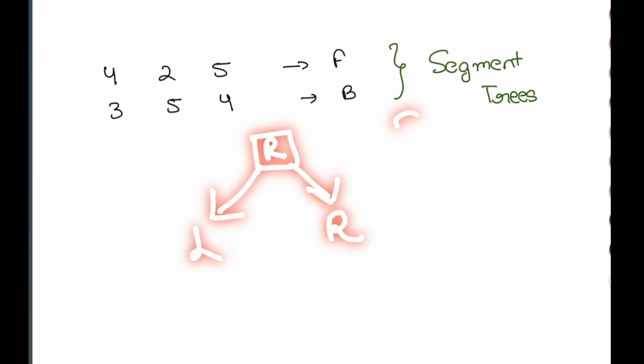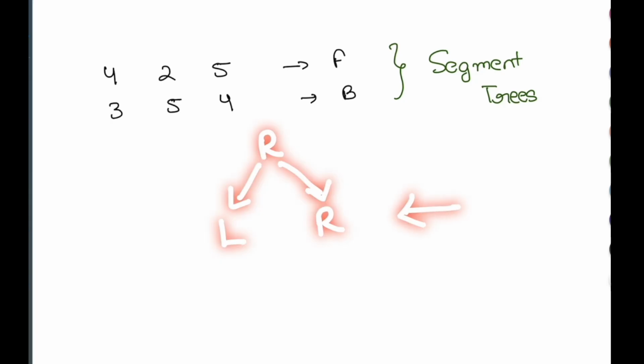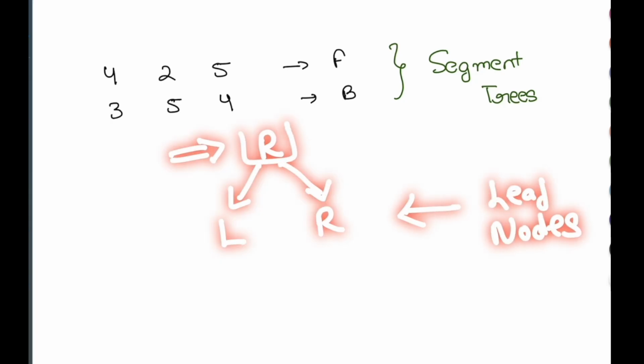So now this is a balanced tree. As of now, the leaf nodes are L and R. They are our leaf nodes. And you will see that every node has two children, but the leaf nodes do not have two children. That is why they are called the leaf nodes.